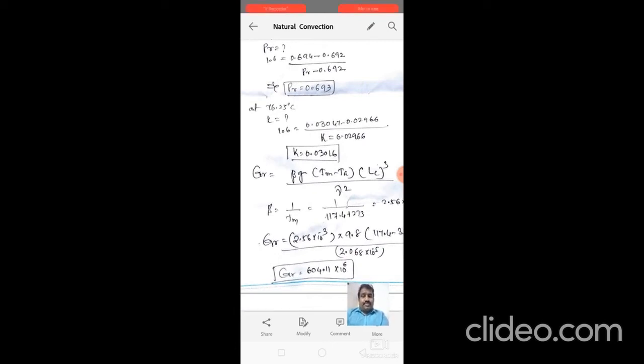You can take these values from the heat transfer data handbook, that is the Kothandaraman data handbook, as you have studied in the theoretical case. It's the same data handbook you can use for these calculations.